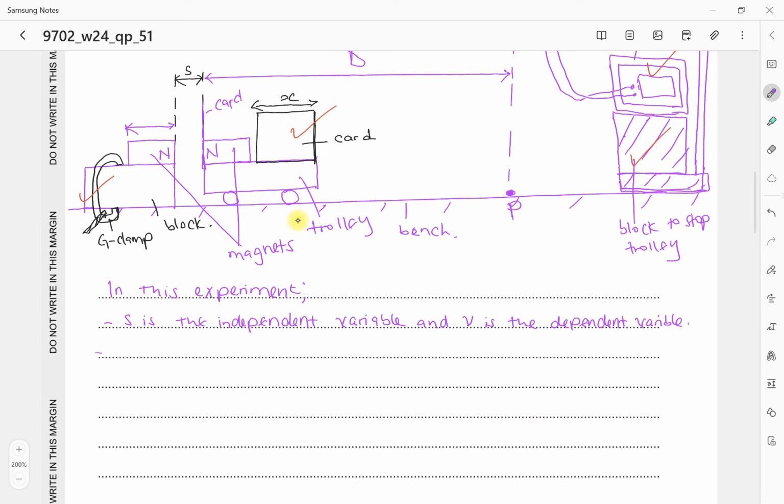You have to talk about which variables should be kept constant, and don't just call them control variables. You should tell the examiner that these ones should be kept constant. So the distance D through which the trolley is going to be moving is going to be kept constant. That means every time I change S, I must shift P so that the distance D remains constant. So D should be kept constant.